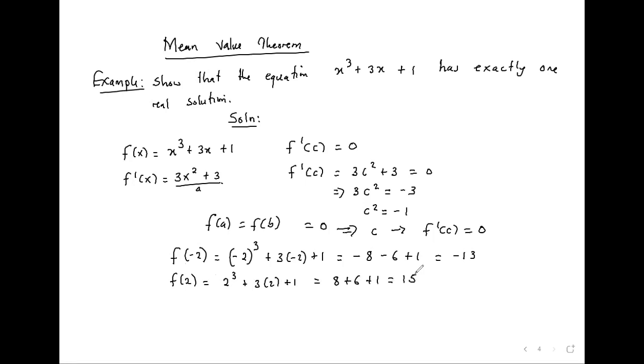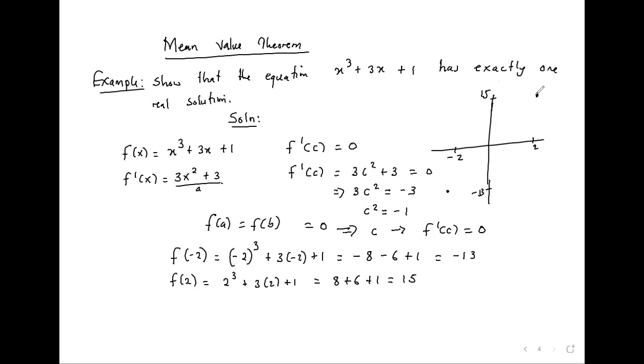So what does this mean? If you have a graph, when you use -2, you are getting the number -13. So it's somewhere down here, -13. You pick a point here. Then when you use 2, you get +15, meaning you're up there. So meaning that the curve, this is x cubed, will cross the x-axis.